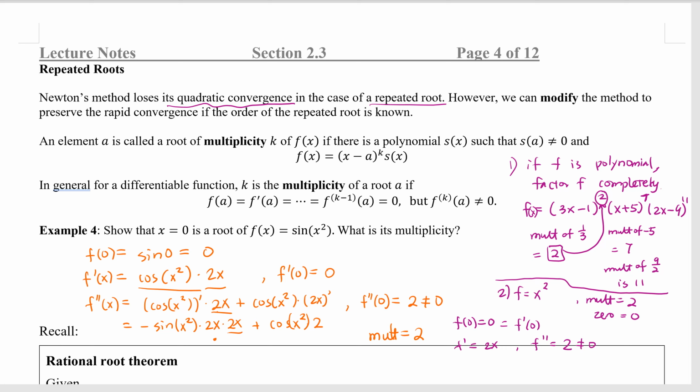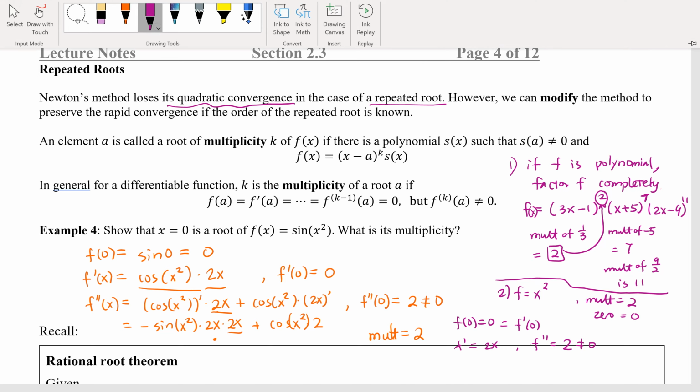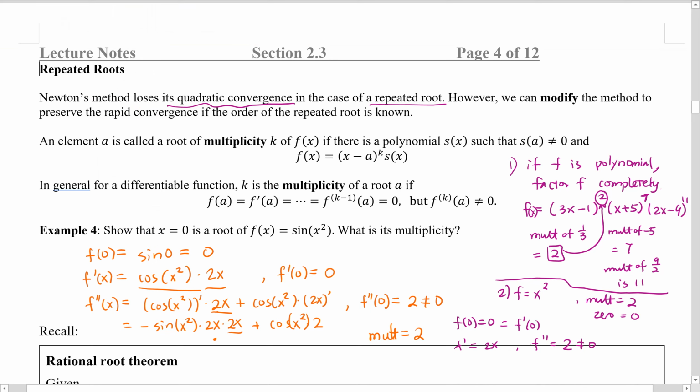So far, so good. I don't know whether some of you might get confused. I mean that the 2 is from the second derivative, not from this number. It is a coincidence that this number is 2. So even though this number is 3, the multiplicity is still 2. It's the order of the derivative, not the value of the derivative. So far, so good, everybody?